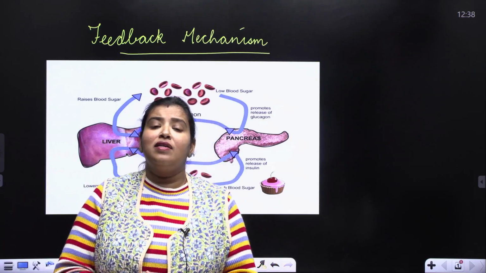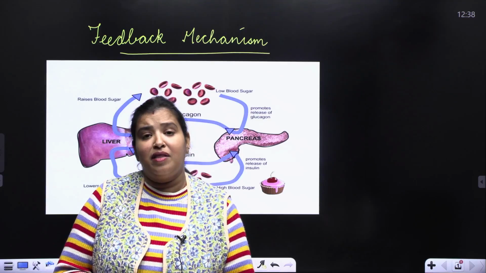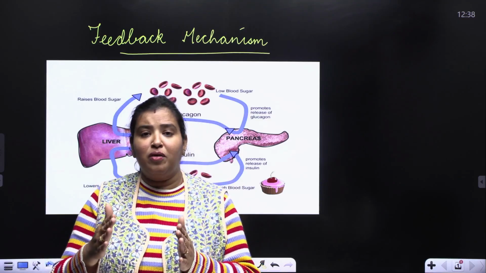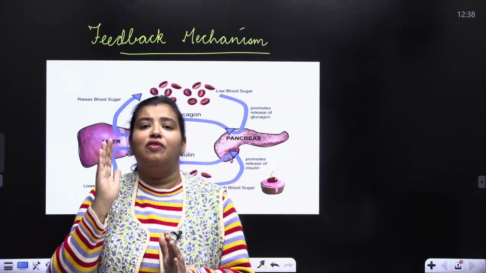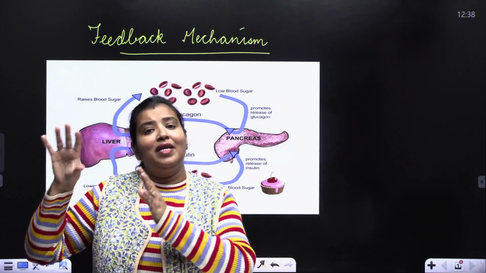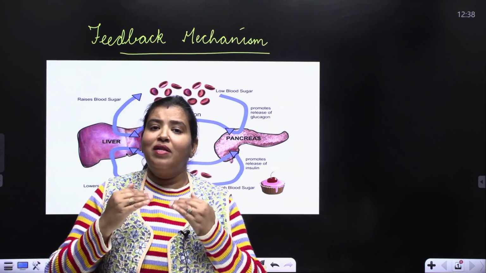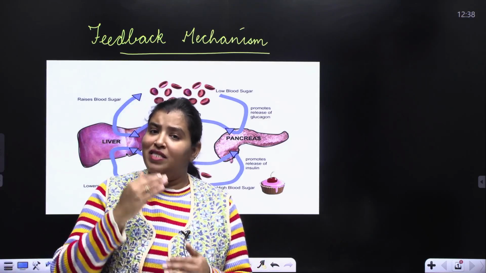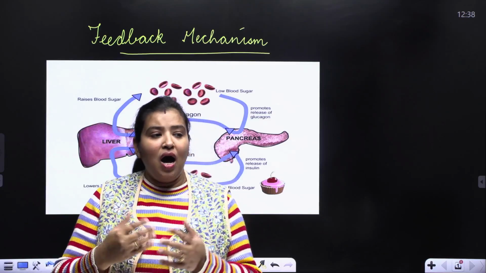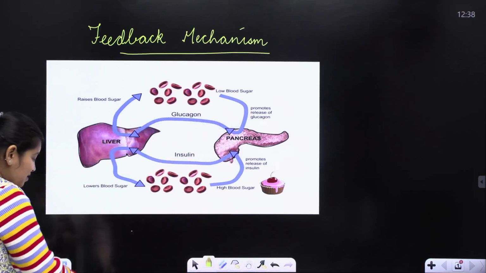So the feedback mechanism basically regulates the hormone levels in the body. And when it is regulating the levels of hormone in the body, it does play a very, very crucial role in maintaining a stable internal environment. All right. So a stable internal environment is maintained with the help of this mechanism. How is it possible? So let us understand the feedback mechanism.